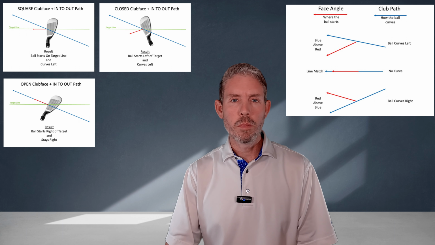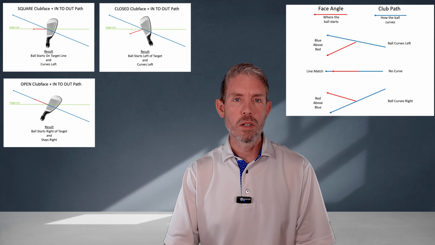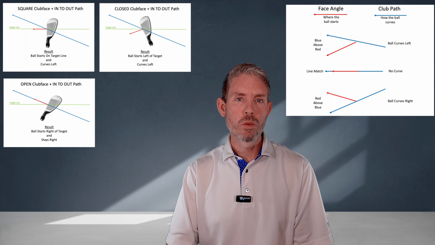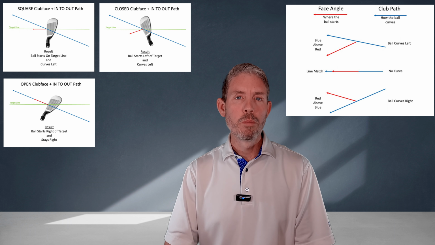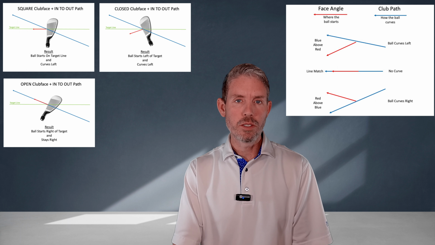Now we've got that same club path, an inside to out club path, but we've got an open club face that matches our club path. So this would result in no curvature at all, but the ball would start right and stay to the right.